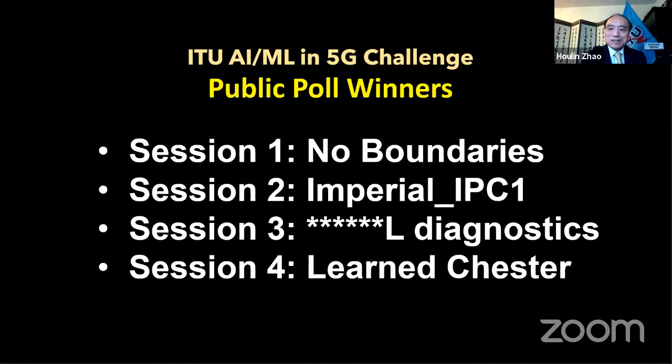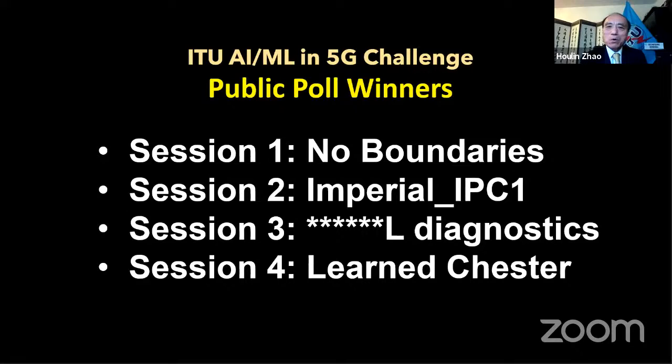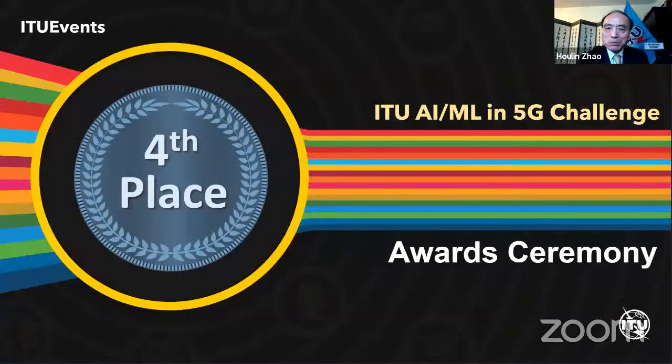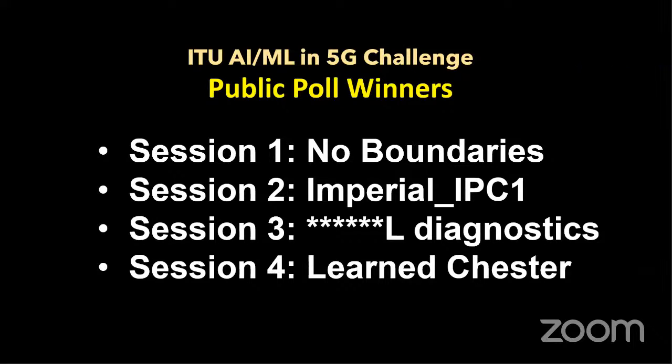What do you mean this one? Just this, public poll. We did a public poll, so these are the winners. So that one is the public poll winners. Session 1, No Boundaries. Session 2, Imperial IPC 1. Session 3, air diagnostics. Session 4, learned Chester. Okay, thank you. Good. Next one.